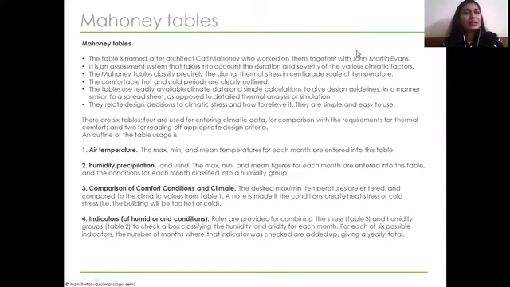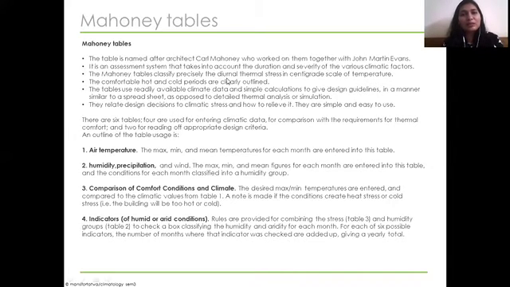So Mahoney's tables are named after architect Carl Mahoney, who worked on these tables along with John Martin Evans. So these two great architects have constructed this assessment system, which gives us an idea about the performance of indoor climate and what the strategies are to bring that existing climatic condition within the comfort zone. So it is an assessment system that takes into account the duration and severity of the various climatic factors.